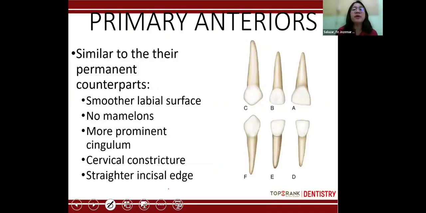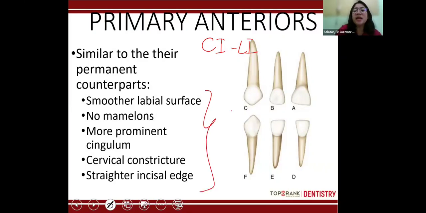Now, all primary anteriors, so from centrals to laterals, look the same as their permanent counterparts, except for the following. They have a smoother labial surface, they have no mamelons, a more prominent cingulum, cervical constriction, and a straighter incisal edge. All primary anteriors have these characteristics.